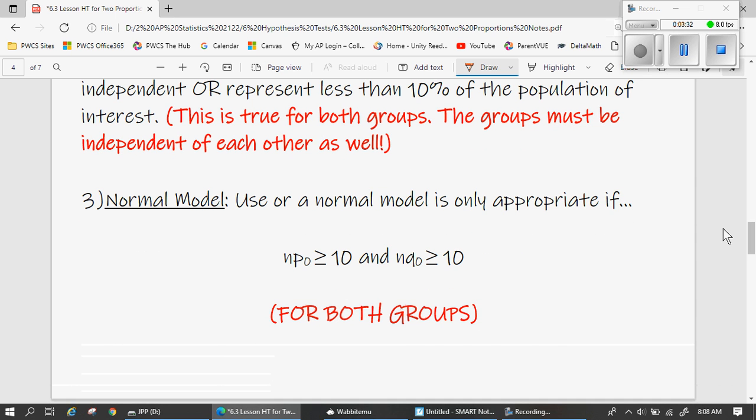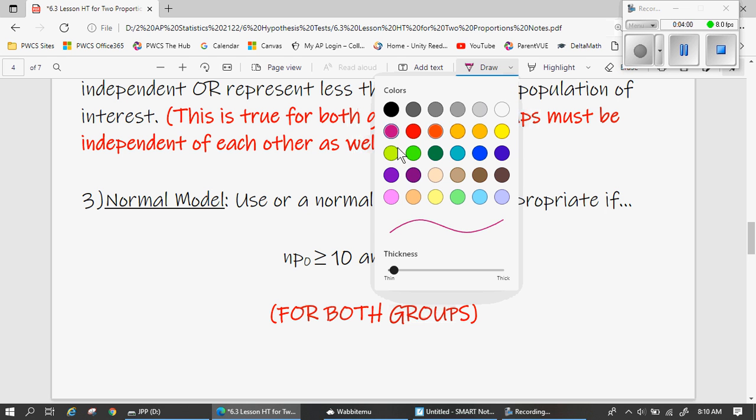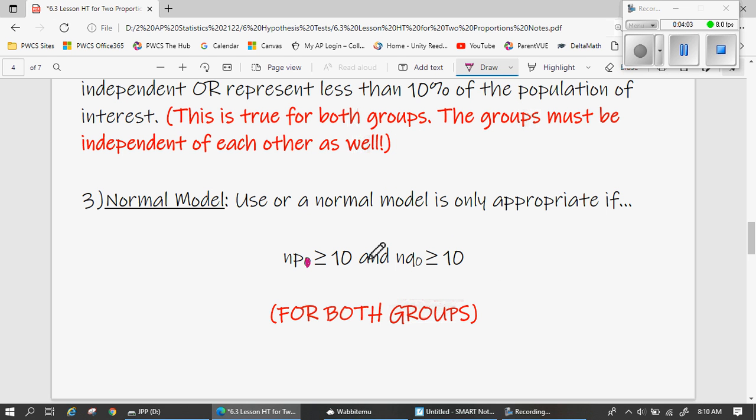And then we want to establish the normal model is appropriate by doing an np times nq. We're going to do this for both groups. But we're not going to use like a null p because our null hypothesis is 0. So what we're going to do is we're going to make sure we have enough successes and failures in our sample. So I finally went and fixed this to be p0, q0, and we didn't need it. So we're going to do this for both groups, make sure we have enough successes and failures in our sample.